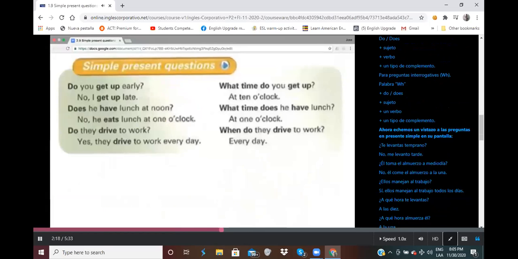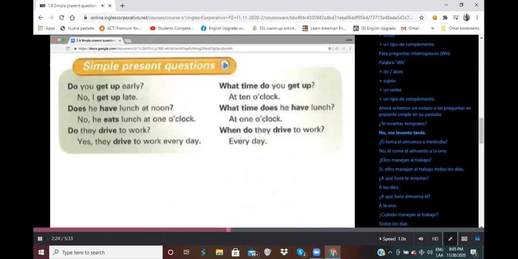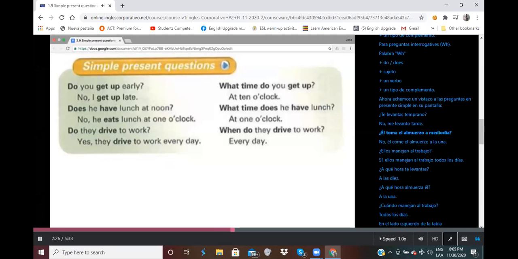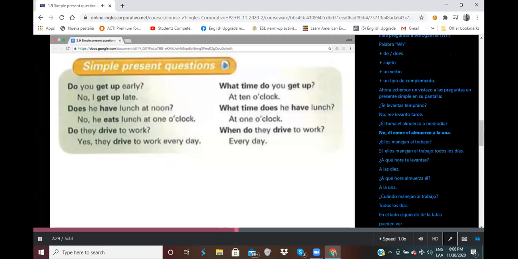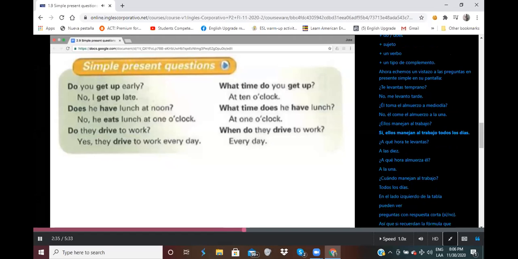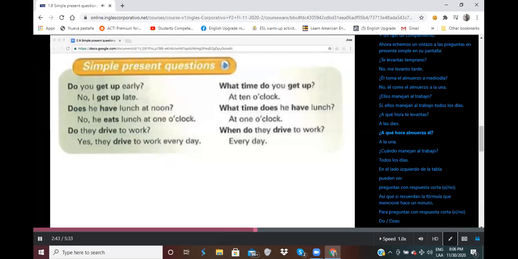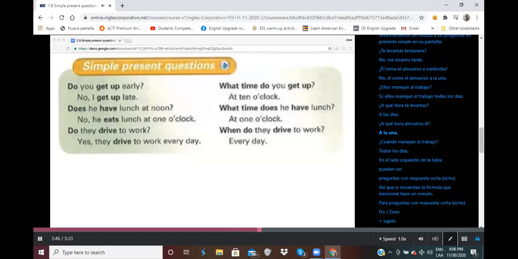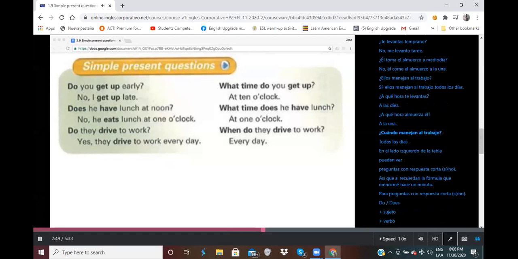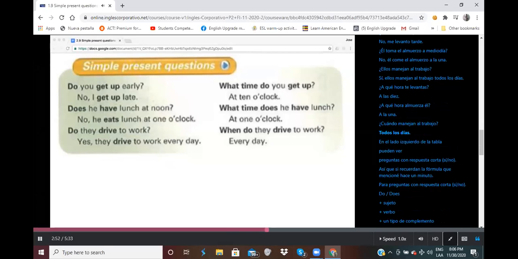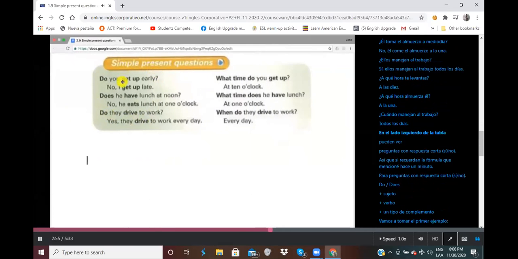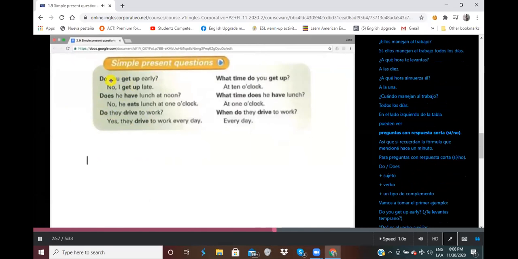Now let's take a look at the simple present questions on your screen. Do you get up early? No, I get up late. Does he have lunch at noon? No, he eats lunch at 1 o'clock. Do they drive to work? Yes, they drive to work every day. What time do you get up? At 10 o'clock. What time does he have lunch? At 1 o'clock. When do they drive to work? Every day.